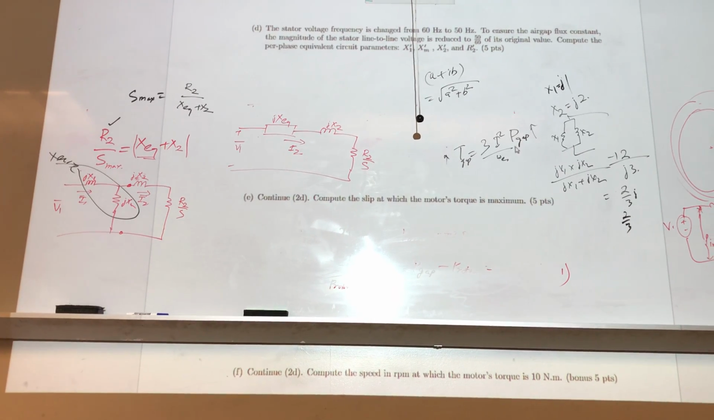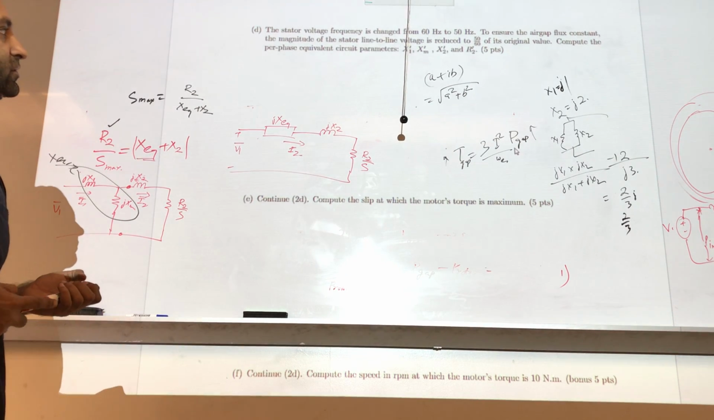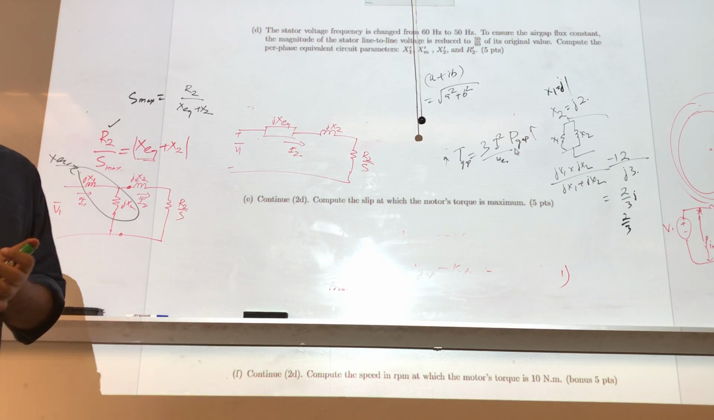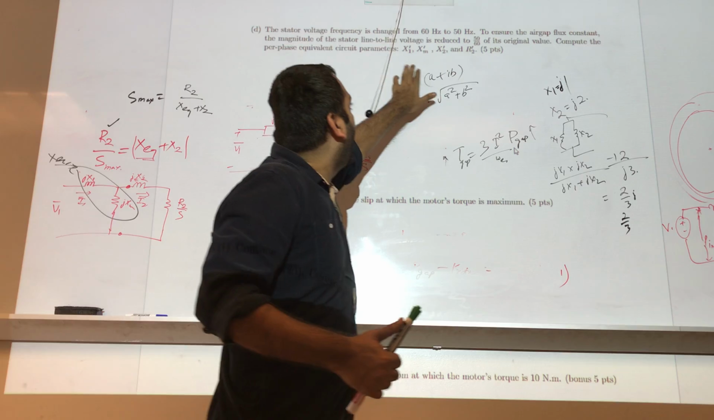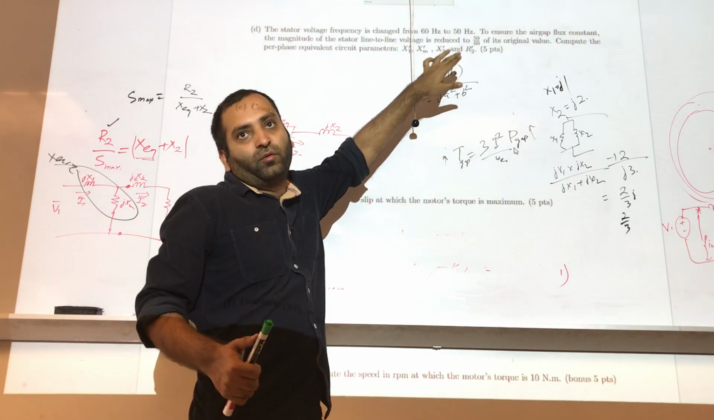The starter voltage frequency is changed from 60 to 50 Hz. Okay, this is same as the homework. It's asking you that the frequency is changed. How will X1, XM, X2 and R2 vary?